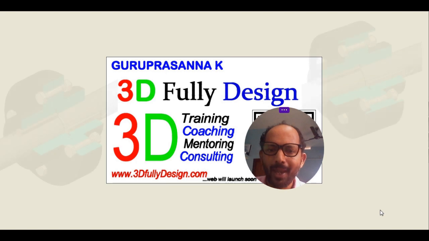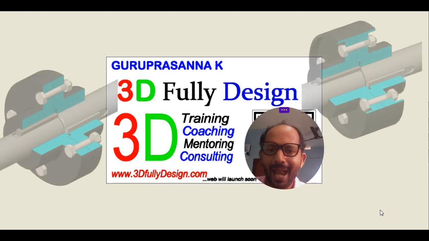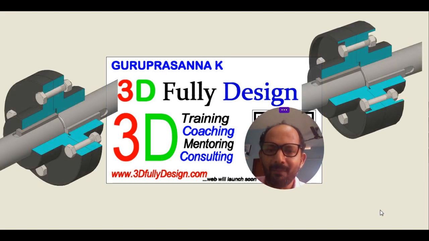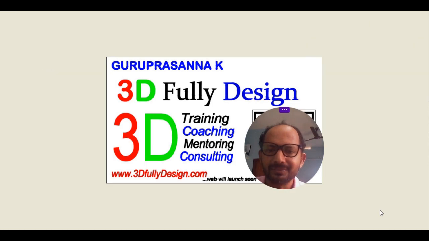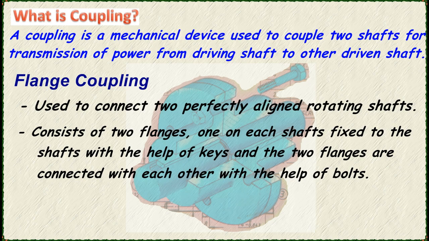Here I would like to explore a flanged coupling and its design in 3D by using SolidWorks. What is coupling? A coupling is a mechanical device used to couple two shafts for transmission of power. Flanged coupling consists of two flanges, one on each shaft, fixed with the help of keys, and two flanges connected together with the help of bolts.